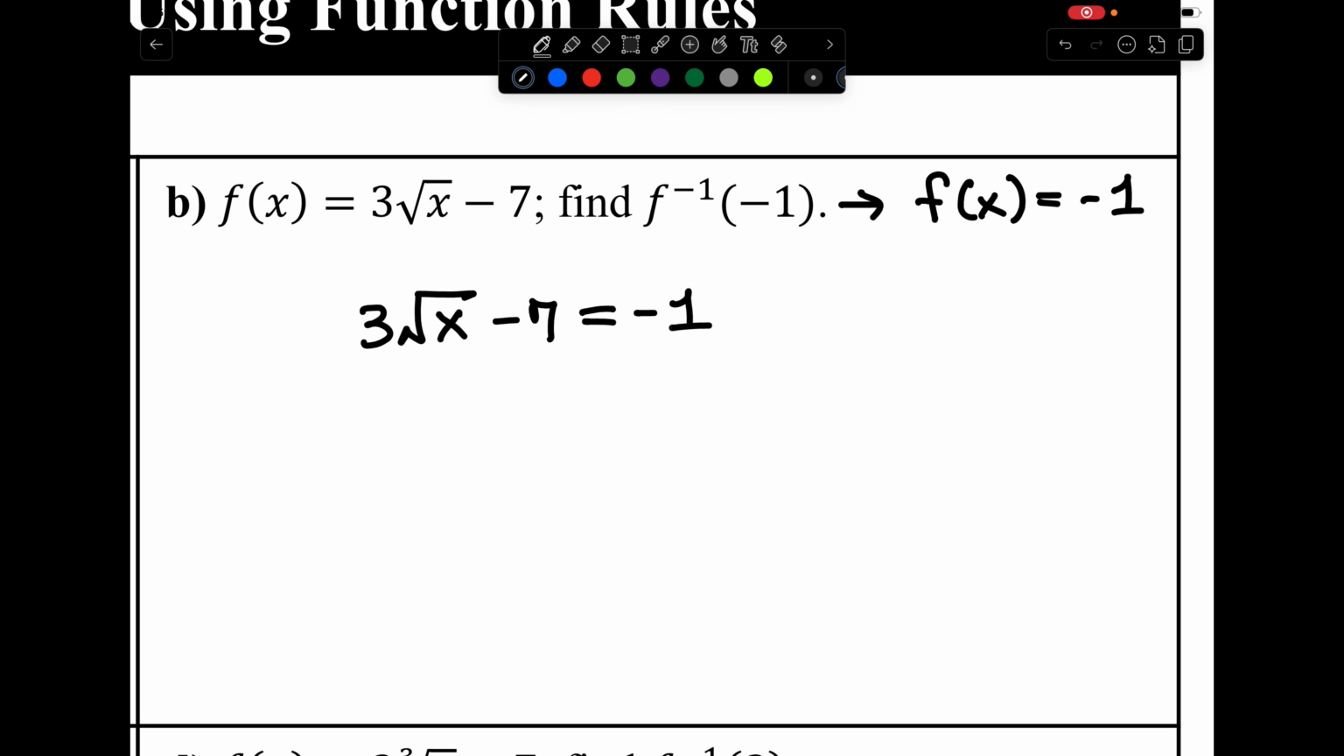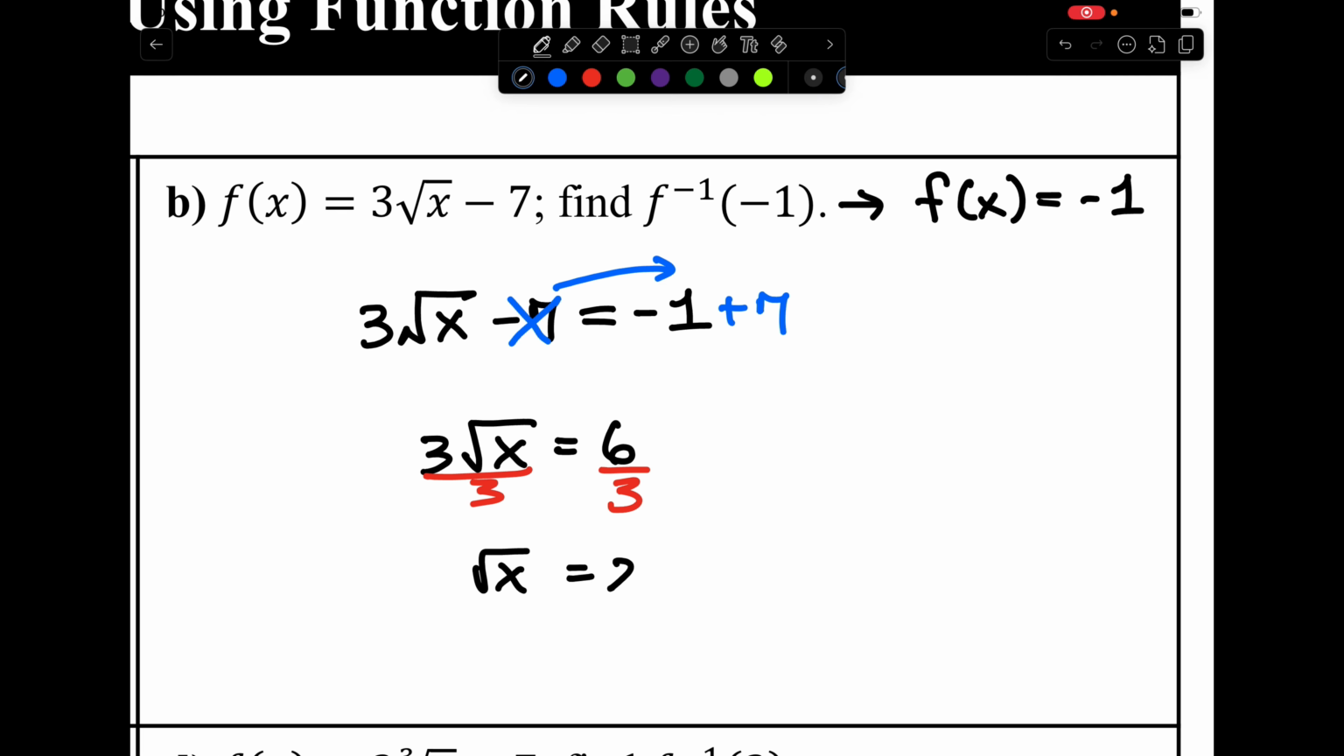The way to solve this equation would start the same way. We would start by moving the 7 to the other side, making it positive 7. So 3 times the square root of x equals 6. We'll divide yet again by 3, and the square root of x equals 2.